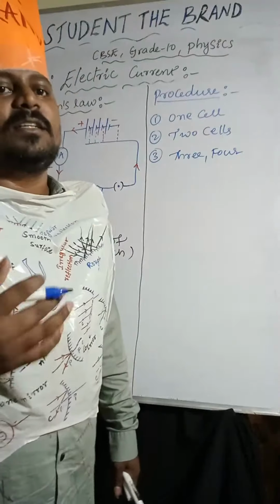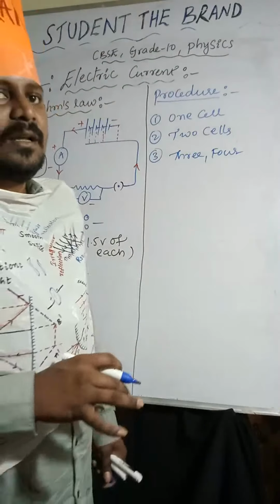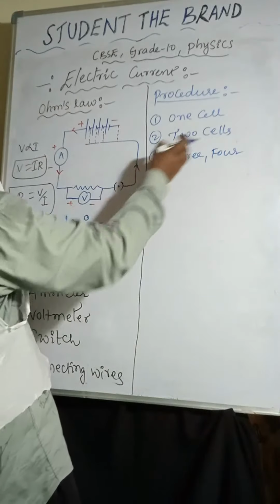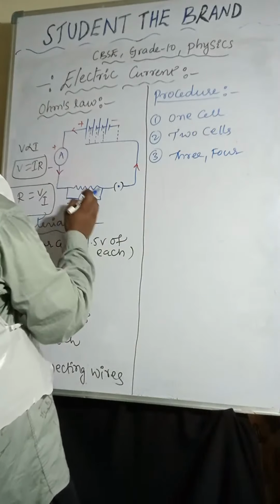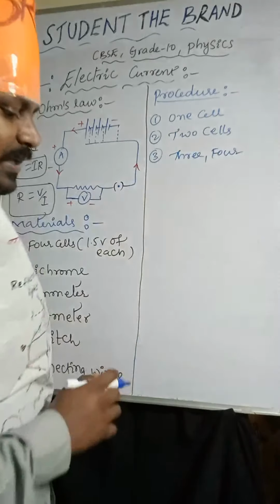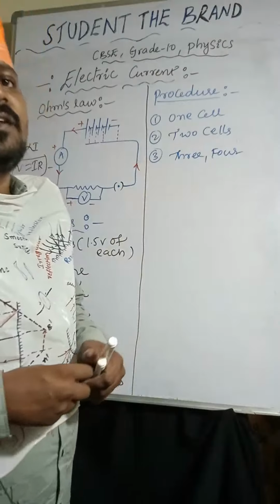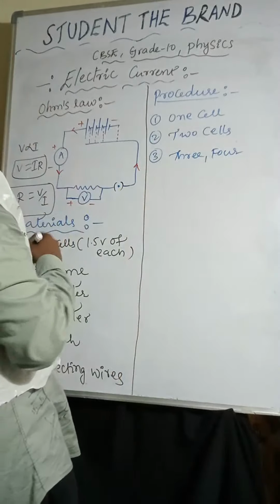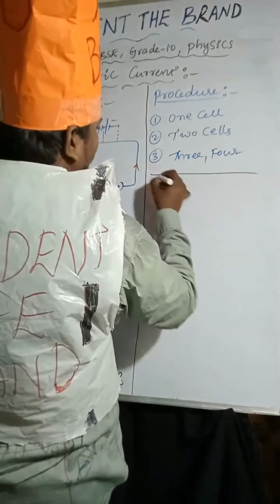So repeat the process for 3 and 4 cells. First you have to connect one cell and note down the reading of ammeter and voltmeter. Connect two cells and note down the reading of ammeter and voltmeter. Repeat the process for 3 and 4, note down the values of ammeter reading and voltmeter reading, and mention them in the tabular form given below.